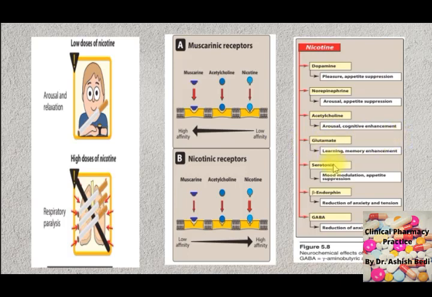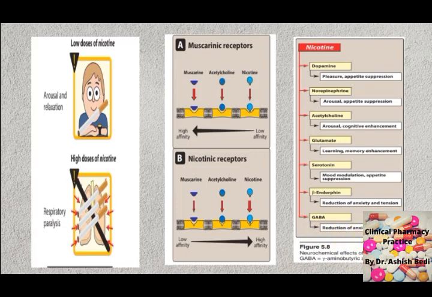It will release glutamate that will help in learning, memory enhancement. It will release serotonin, mood modulation, appetite suppression. Okay, and then beta endorphin reduces anxiety and tension. Then lastly the GABA, the reduction of anxiety and tension.